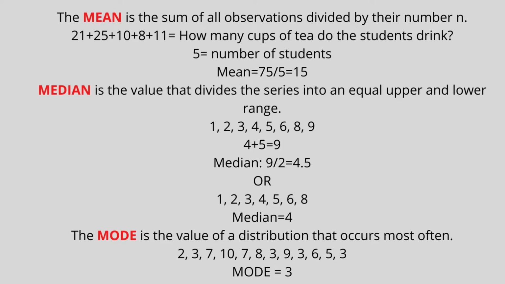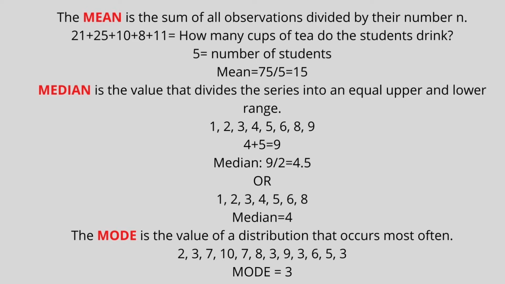Median is the value that divides the series into an equal upper and lower range. So for example, in this data set, it has an even number of values. The total number of values in this data set is 8. So we will take the mean of the middle two values, which are 4 and 5 here. So we do the mean of 4 and 5, which comes to 9, and then we divide it by 2. The median is 4.5. Or if the data set has an odd number of values, which is 1, 2, 3, 4, 5, 6, 8, this is another data set which has an odd number of values, which is 7. So you pick up the middle number and that becomes your median. So here it is 4.